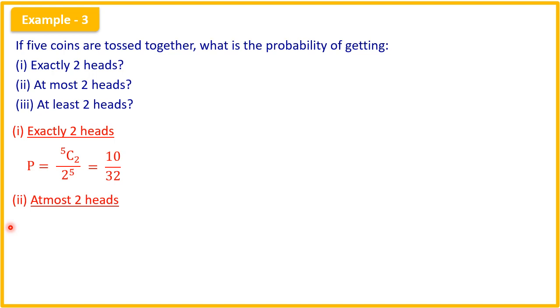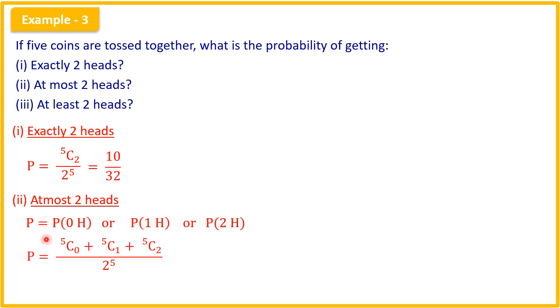At most 2 heads means maximum 2 heads. So even if we get number of heads less than 2, it is permitted. So this probability is equal to probability of getting 0 head, or exactly 1 head, or exactly 2 heads. So solving this, that is equal to 5C0 plus 5C1 plus 5C2 divided by 2 to the power of 5. I have already told in the video of permutation and combination that whenever the word and comes, we should do multiplication, and whenever the word or comes, we do addition. So solving this comes out to be 1 plus 5 plus 10 by 32, which is equal to 16 out of 32. So the probability of getting exactly 2 heads is 10 by 32, and at most 2 heads is 16 by 32.